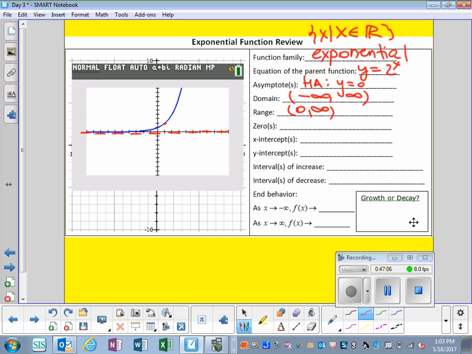What is my zero for this function? None. It does not cross the asymptote, which is also the x-axis. So none for x-intercept, because we know they're the same.